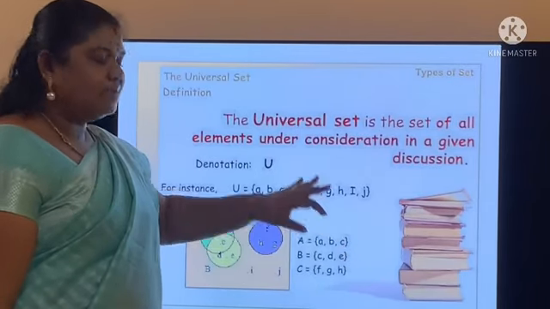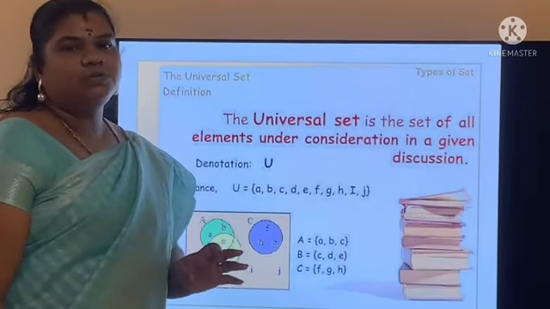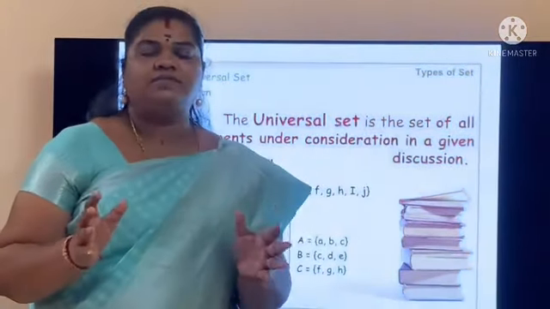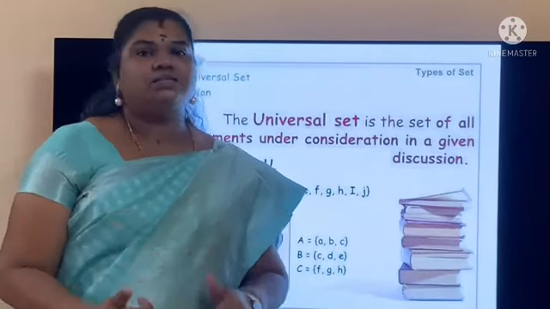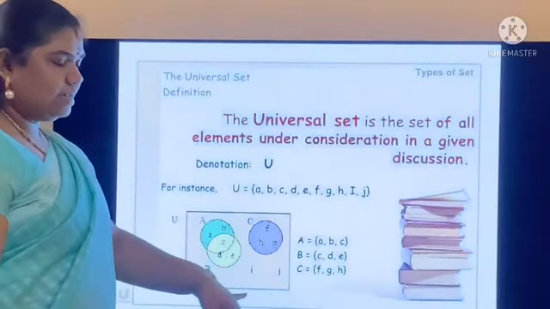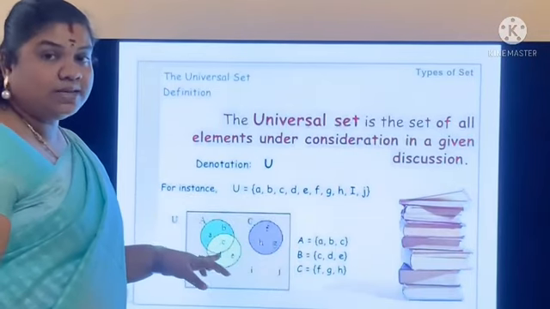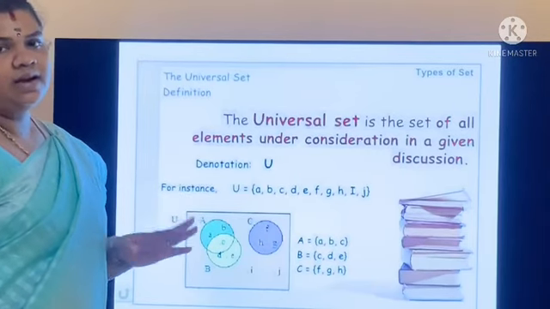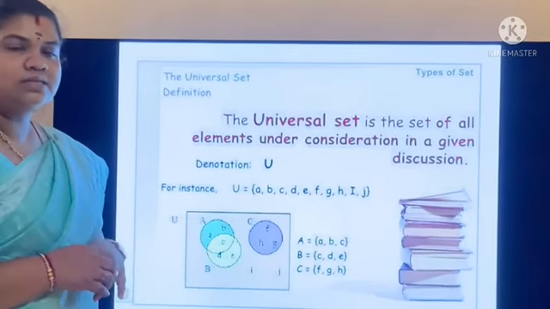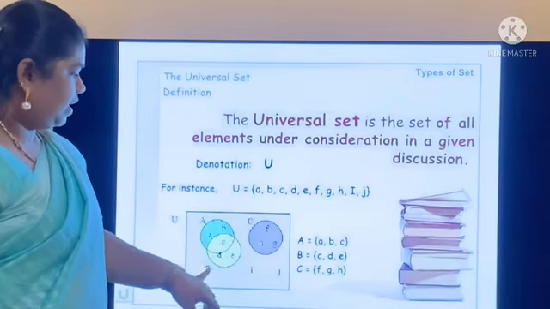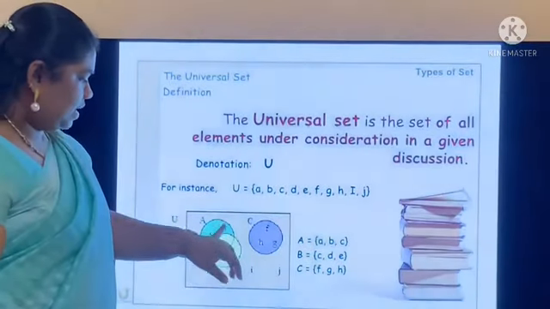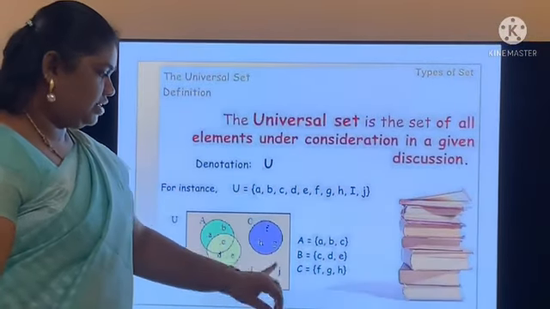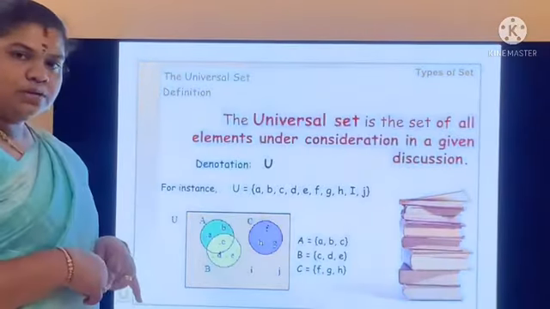Where all these elements are present in the universal set, that is what is called the universal set, which has all the elements whichever we have taken under consideration. So you can see here the Venn diagram. This type of diagram is called a Venn diagram, where we represent by using a rectangular shape and circles. So here A, B, C, D, E, F, G, H, I, J. All the elements are present in the universal set.